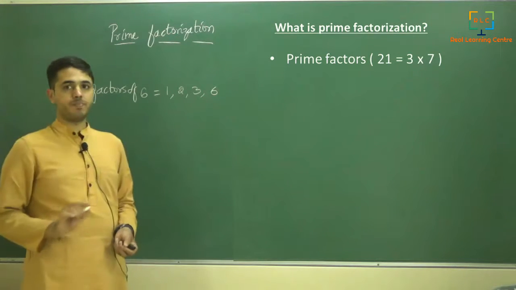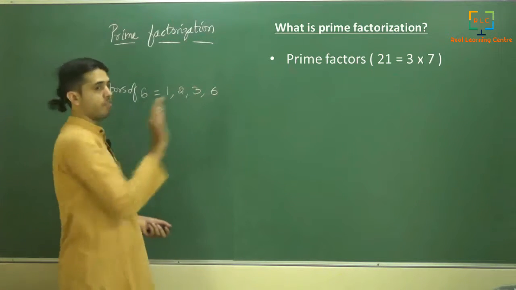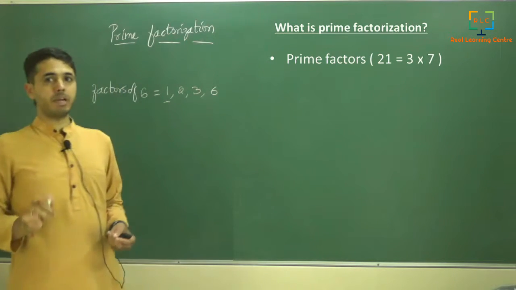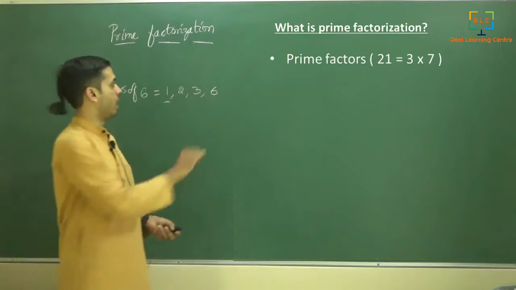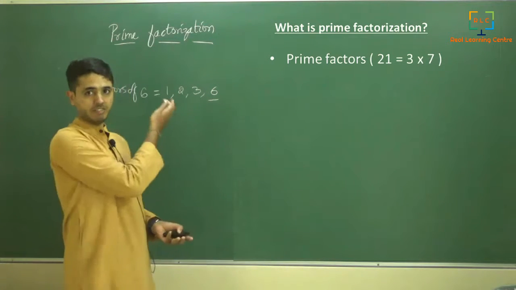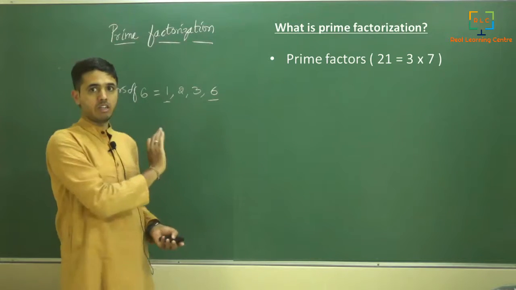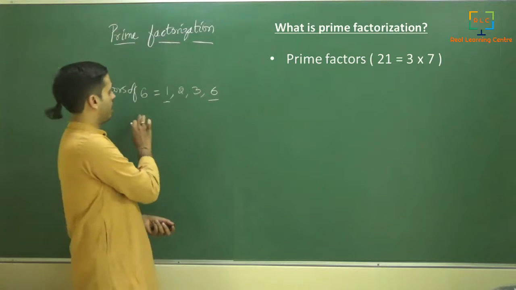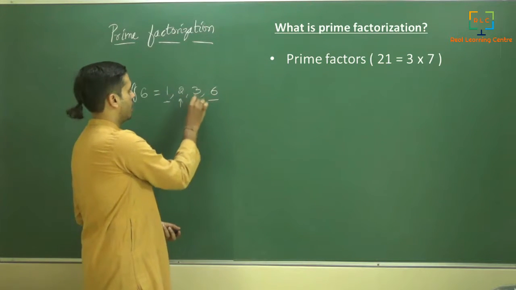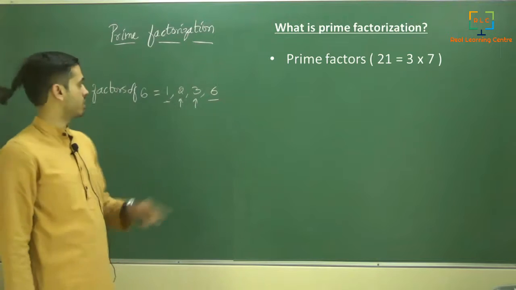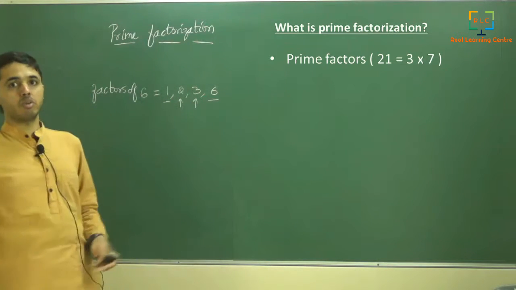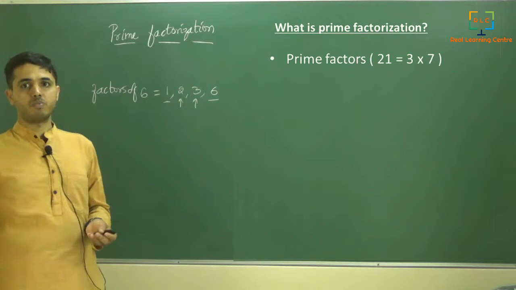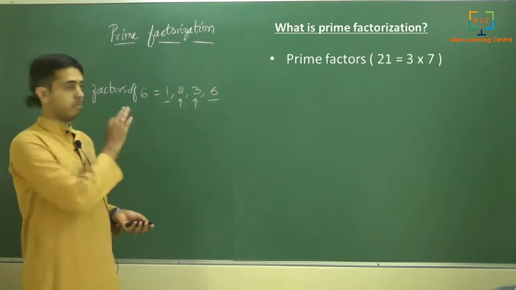So among them, we have a total of 4 factors. In that, number 1 is neither prime nor composite, and number 6 is a composite number because it has factors other than itself and 1. So the prime factors of number 6 are 2 and 3, because 2 and 3 both are prime numbers and they also are factors of number 6.